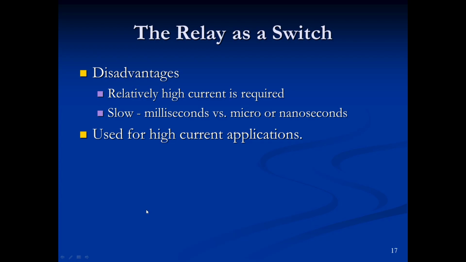It's going to take something on the order of milliseconds to actually switch it, which sounds small, but when you compare it to things like transistors that work on the order of micro or nanoseconds, it actually is pretty slow. But relays are useful for high current applications, again, because of the good isolation that they have, and because you can physically make the relay big enough to withstand high currents that might otherwise fry transistors.